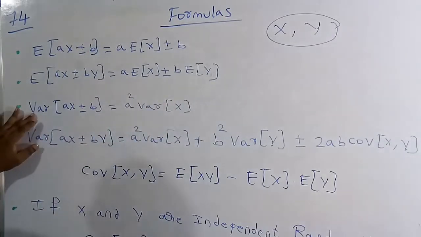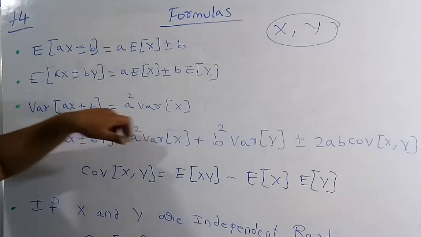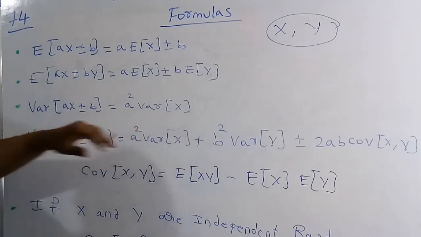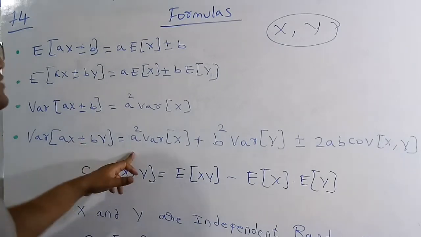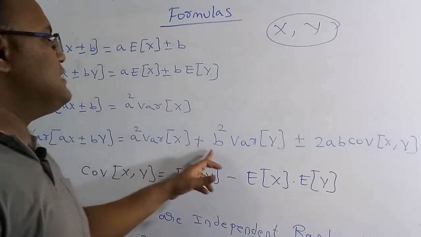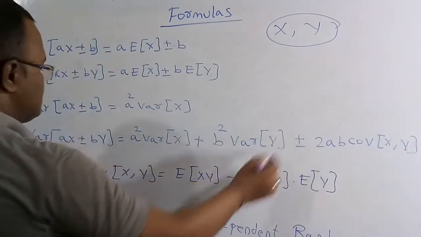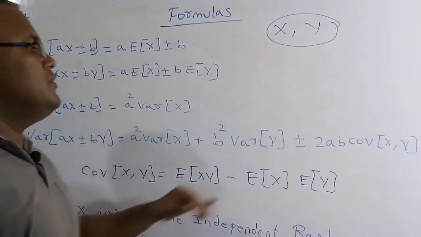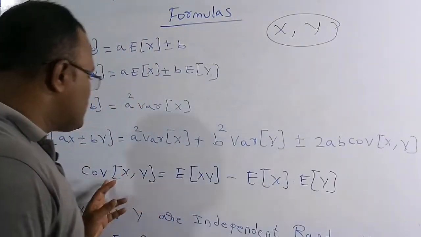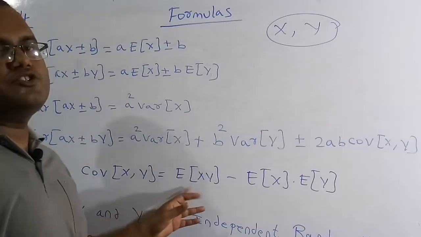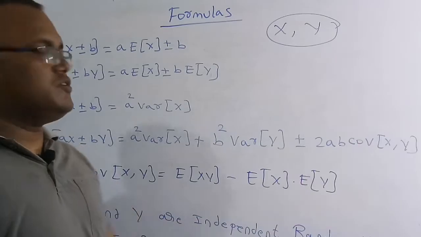Similarly, the variance of ax plus or minus b is equal to a square into variance of x. There will be no b term, you can see that clearly here. Similarly, variance of ax plus or minus by is equal to a square into variance of x plus b square into variance of y plus or minus 2ab into covariance of x comma y. If it is a plus, take plus here; if it is a minus, take minus here. Covariance of x comma y is equal to expectation of x into y minus expectation of x into expectation of y.